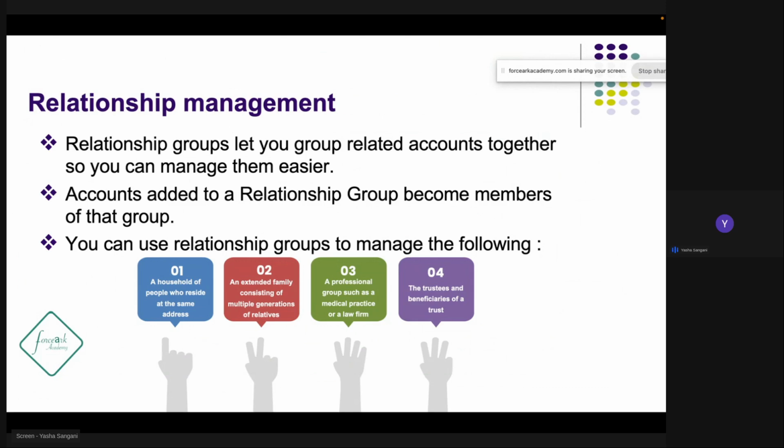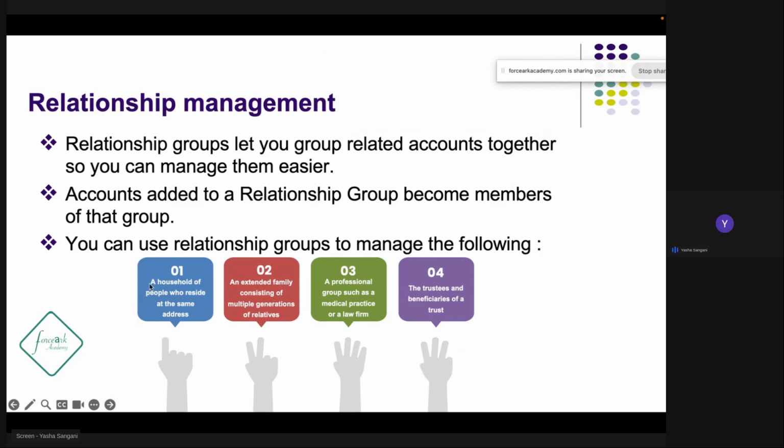Plus, a group of people working together also share common financial goals. So relationship groups let you group related accounts together so that you can manage them more easily. And the accounts added to these groups become members of that group. This kind of group is given with an example.